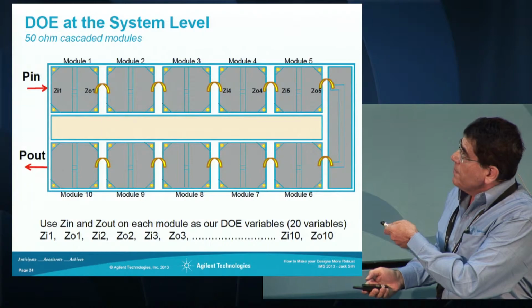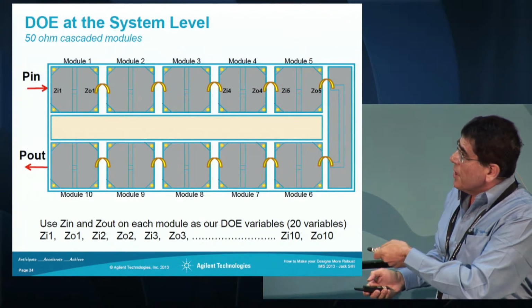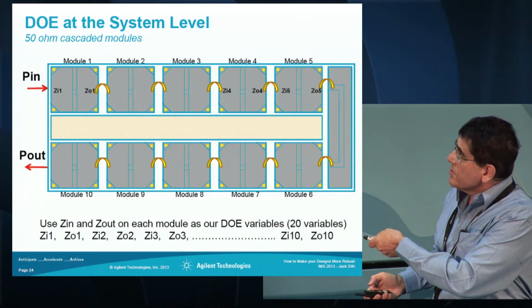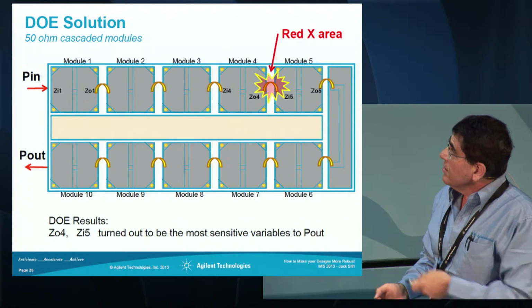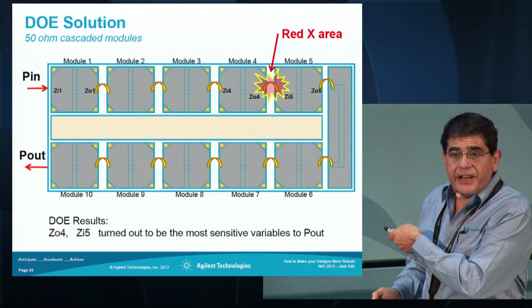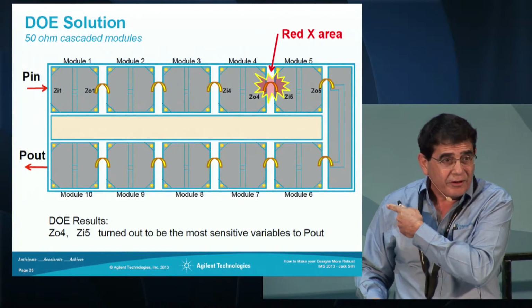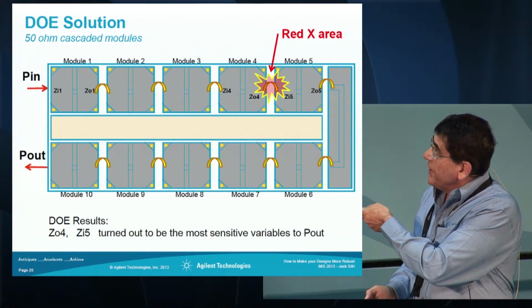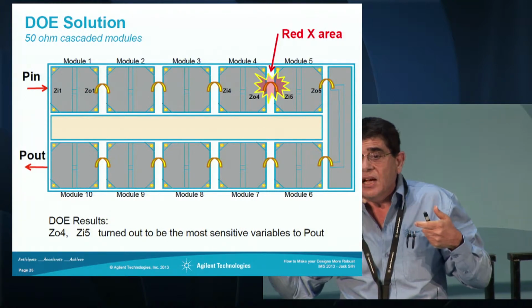So I was working in this area before. I ran a DOE experiment, design of experiment, on the impedances, input and output impedances of each module, 20 variables, and found out that this is the sensitive area. Just like the example I showed you, kind of. This is the sensitive area, and we don't have time to go and redesign the modules.